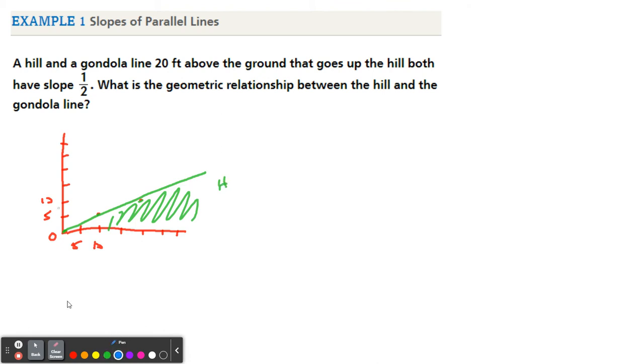And then we have this gondola line. I'll put it in blue, up 20 feet. So 5, 10, 15, 20, up here. But it still has a slope of 1/2. Up 1 to the right 2. Up 1 to the right 2. And there's the gondola line. Okay, so that's all from the fact they both have the slope of 1/2. So what is the relationship here? Well, obviously you can see that these two lines are parallel.